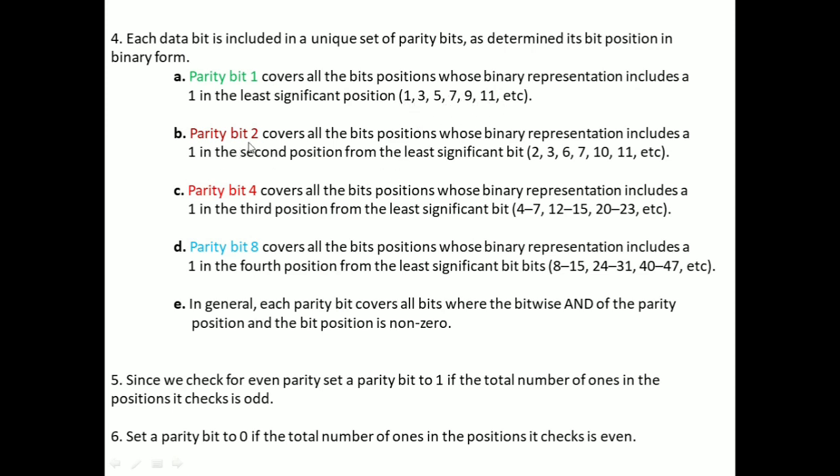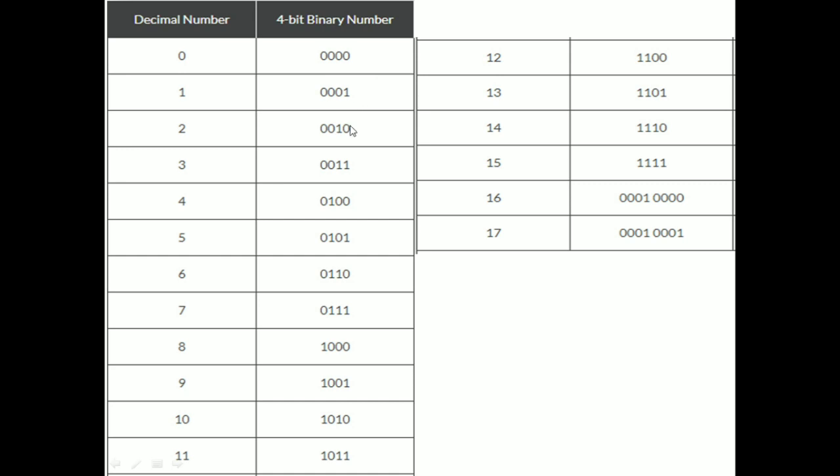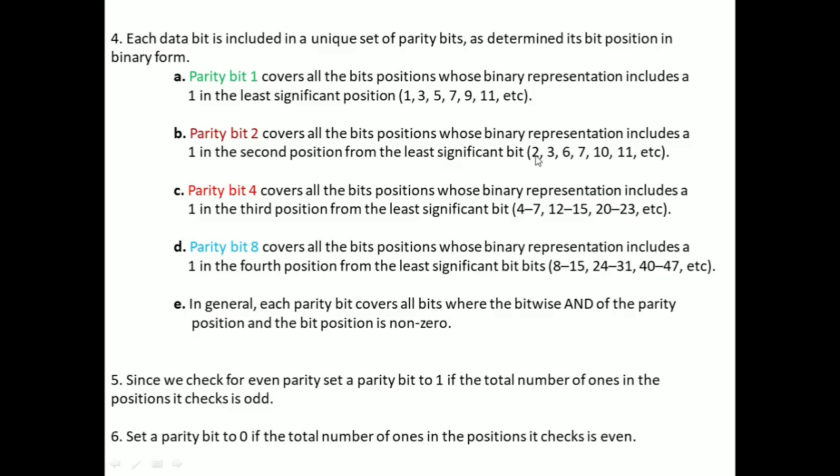The second parity bit, parity bit 2, covers all the bit positions which have 1 in the second position from the least significant bit. So here we have 2, and for 3 we also have the second bit as 1, so that is 2, 3, and then let us see 6, 7, 10, 11. So it is 2, 3, 6, 7, 10, and 11.